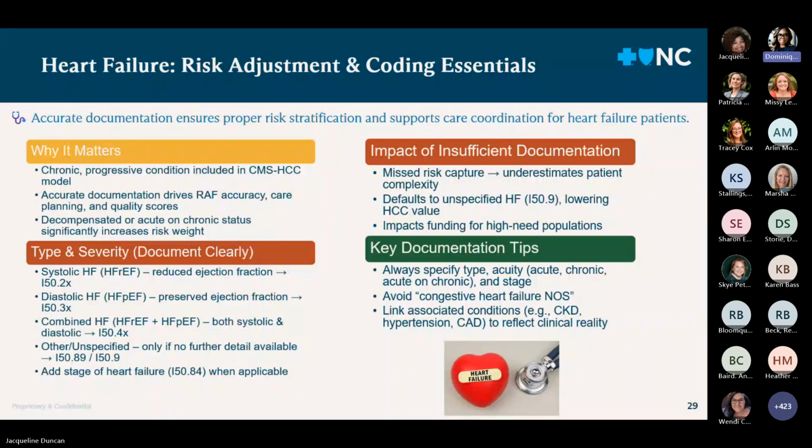Missing these elements leads to underreported complexity and lower RAF scores, as unspecified heart failure defaults to I50.9, which does not reflect severity or type. Thorough documentation supports proper risk stratification, compliance, and care coordination, ensuring clinicians accurately reflect patient status and coders can capture the appropriate HCC. Encourage complete documentation and query when details are unclear.